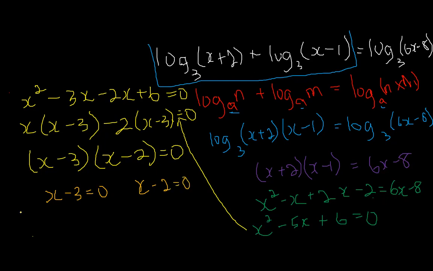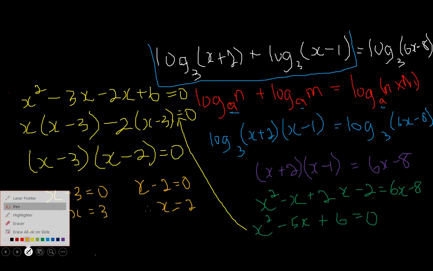What I do now, I just solve for x. Therefore, x is going to be equal to 3. Therefore, x has to be equal to 2. What does that mean? My answer is x is equal to 3 and x is equal to 2. Everybody good with that? Yes, Miss. Okay. Let's continue these questions.